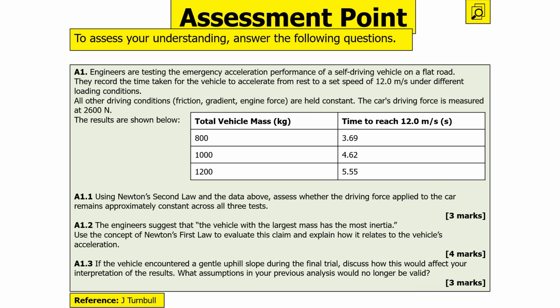Using Newton's second law and the data, assess whether the driving force applied to the car remains approximately constant across the 3 tests. The engineers suggest that vehicles with the largest mass have the most inertia. Use the concept of Newton's first law to evaluate this claim and explain how it relates to the vehicle's acceleration. Then, if the vehicle encountered a gentle uphill slope during the final trial, discuss how this would affect your interpretation of the results. What assumptions in your previous analysis would no longer be valid?